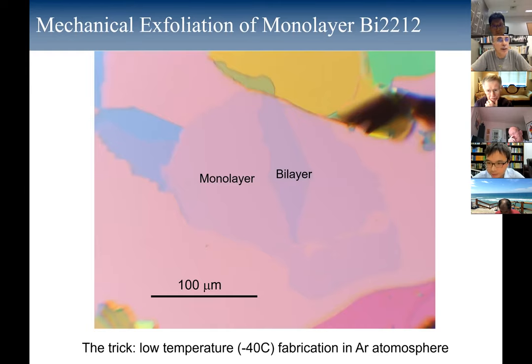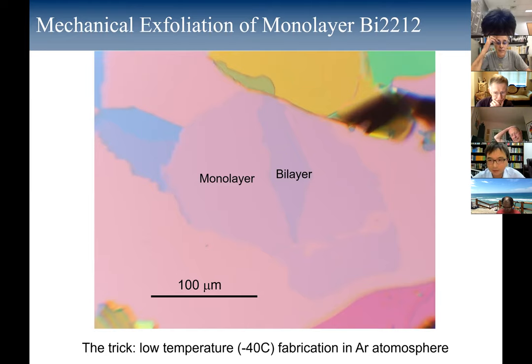Question, Yuanbo. How consistently can you produce a monolayer of high TC using the Scotch tape method? Once you know how to do it, it's quite straightforward. A student could spend half a day and get a couple of samples they can work with. Oh, that's pretty impressive. Thank you. It actually took us a couple of years to get to this point.